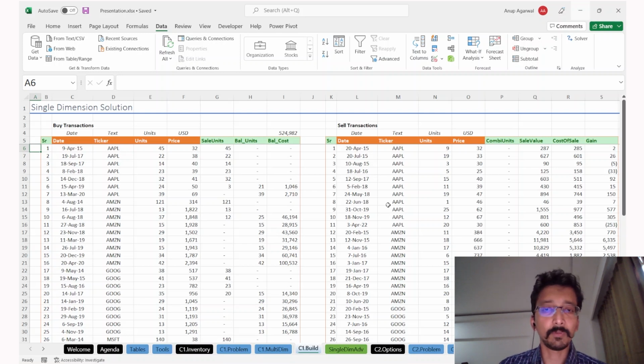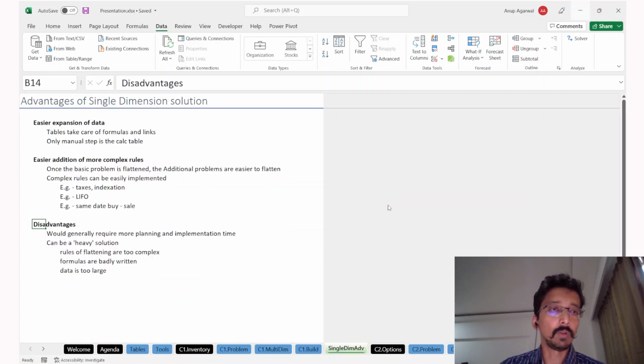And let me give you my 2 cents on when or how this can work. So I believe this method has a few advantages. It helps in easy expansion of data. So if it is something that you are going to work on again and again, and you are more interested in the results rather than the method, you can create a little bit of a black box method, or a more difficult to review method, but it is easy to add new data.